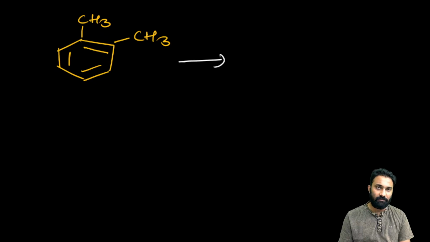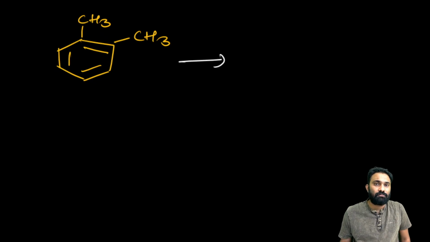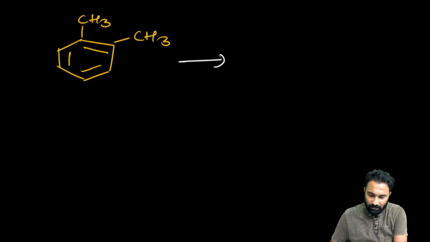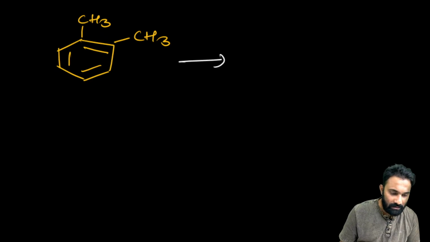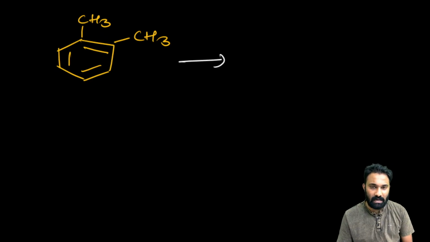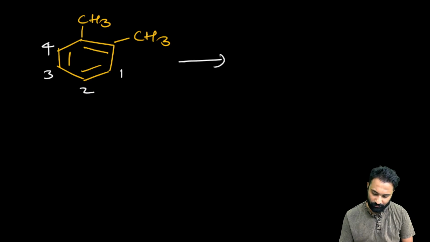In the first case, the one which increases the electron density at ortho and para positions faster decides the product. Now both are the same, both have the same strength to increase the electron density at ortho and para. Then how to decide? At which positions will the attack happen? Now I will give you the numbering. Here it is 1, here it is 2, here it is 3, here it is 4.